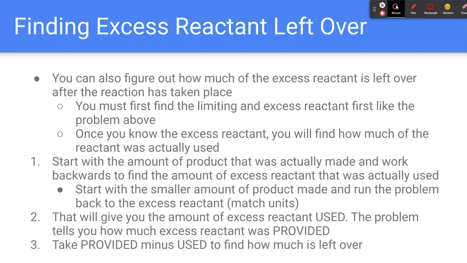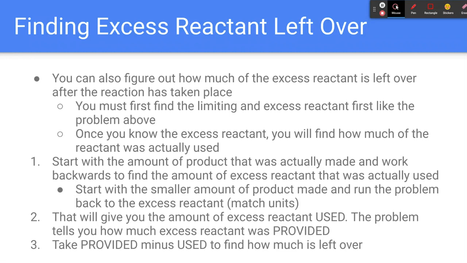So for this one, we are going to first need to always find the limiting and the excess reactant, doing the same process that we just did. Then once we know the excess reactant, we're going to figure out how much of that was actually used. So here are the steps. You're going to start with the amount of product that was actually made. So the lower of the two amounts of your calculations, start with that. Then you're going to work backwards to find the amount of the excess reactant that was actually used. Okay, so essentially you're going to start with a smaller amount of product made and run the problem back to the excess reactant units. So usually in these problems, it's going to be grams.